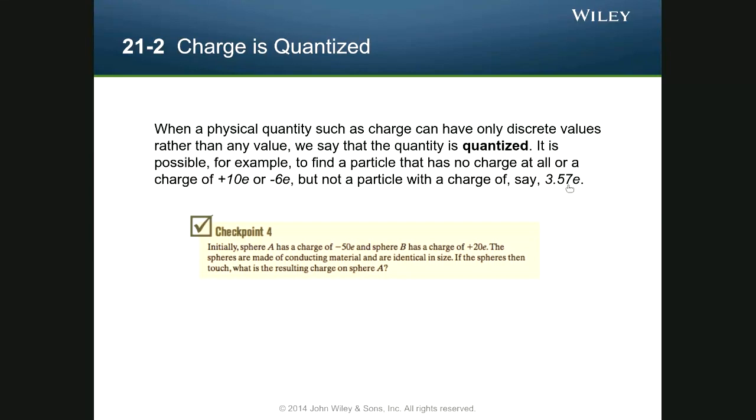and sphere B has a charge of plus 20e. So one is negatively charged, one is positively charged. The spheres are made of conducting material and are identical in size. If the spheres touch, what is the resulting charge on sphere A? So that's an interesting question, and that requires us to know which charges flow. So, looking at this, hold on, I'm trying to get that out of my way.